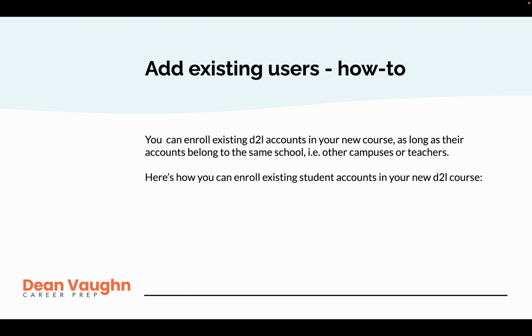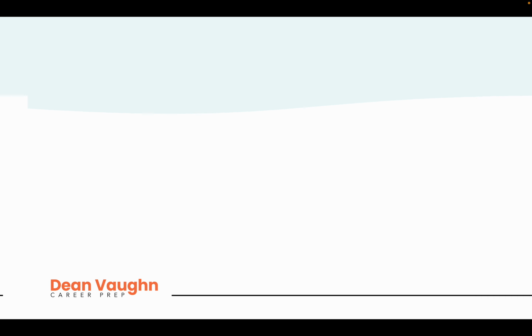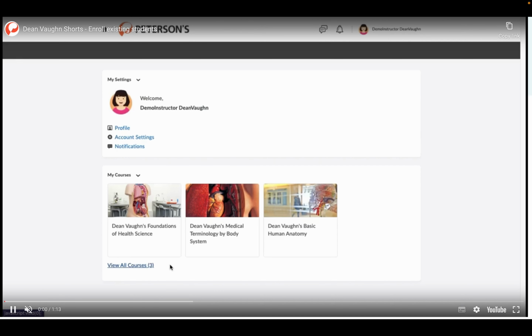Existing D2L accounts can be added to your new course as long as their account belongs to your organization, meaning your school district, or other campuses, other teachers, etc. So as long as these students have an account and they're enrolled in one of your colleagues' courses and they belong to the same school, you will be able to enroll them as existing users. Here's how you can do that.